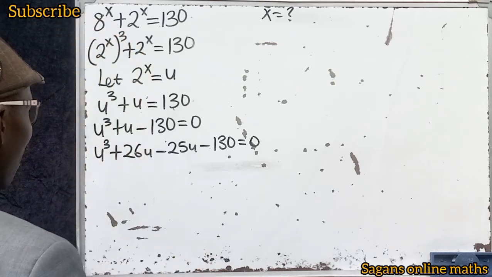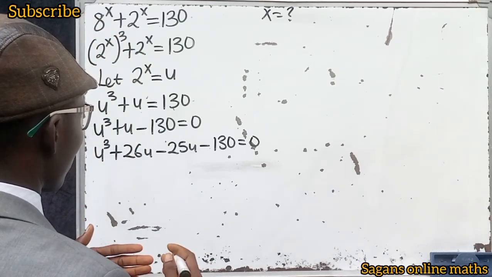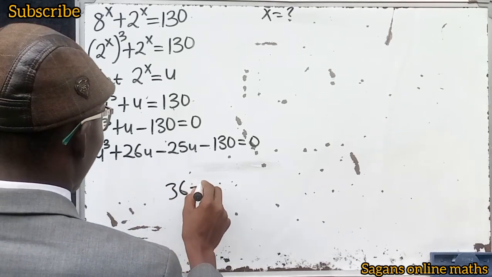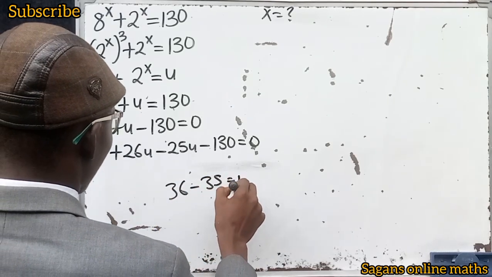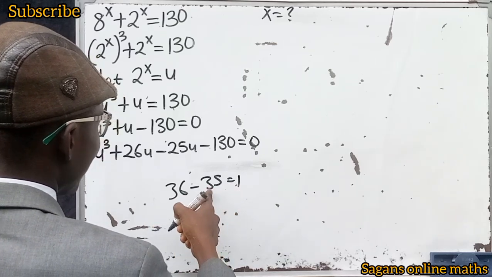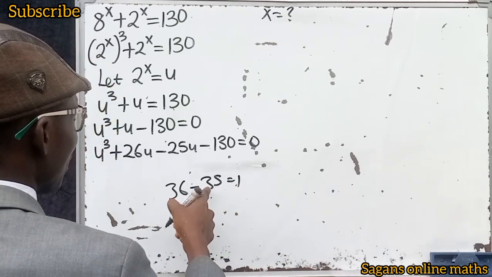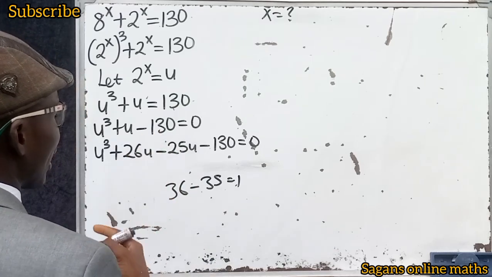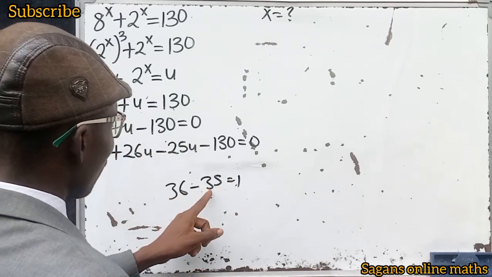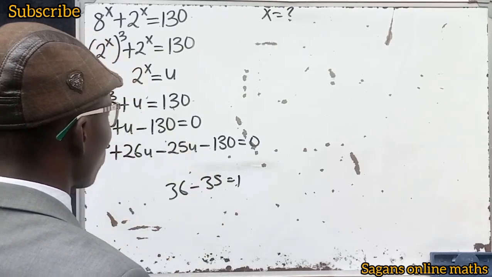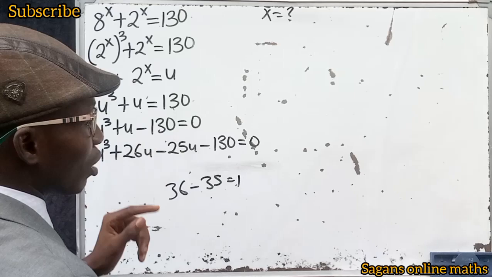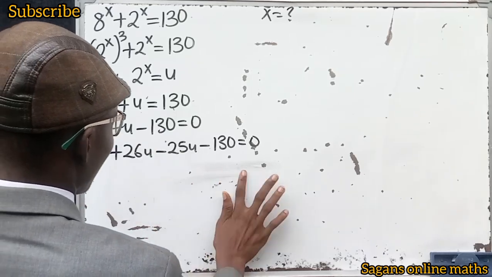Now, some people say, sir, you know that 36 minus 35 is equal to 1. But ask yourself, is 35 a factor of 130? That's the question you ask yourself. We know that 36 is a perfect square, but is 35 a factor of 130? That's the question you ask yourself, right? Because 36 is not a factor of 130. So let's remove this from here quickly.